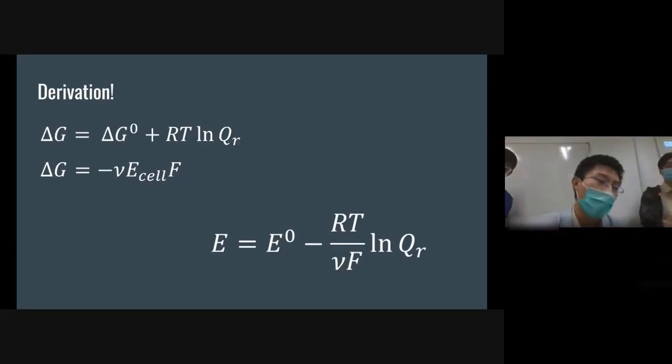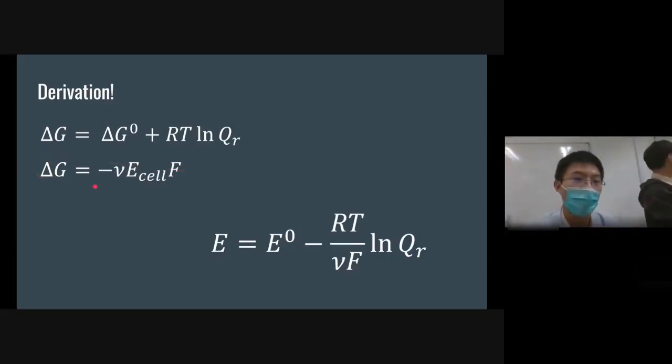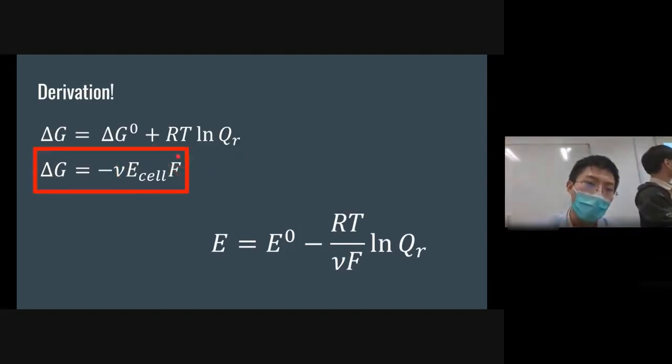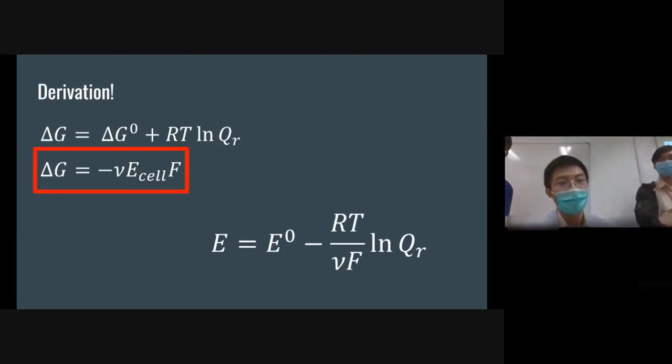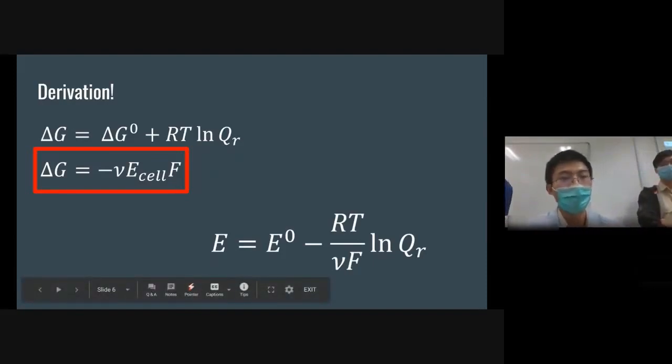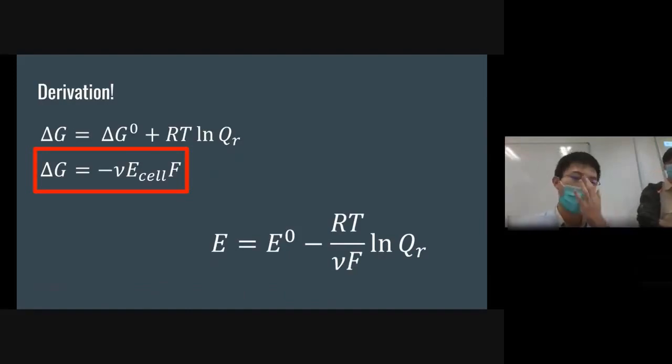I claim that for an electrochemical reaction, the Gibbs free energy of that reaction is equal to minus the moles of electrons transferred times the cell potential times the Faraday constant. The Faraday constant is the charge carried by 1 mole of electrons. And by adequate algebraic manipulation, we can get the Nernst equation at the bottom. You simply divide both sides by nF, and you shall get the corresponding equation.